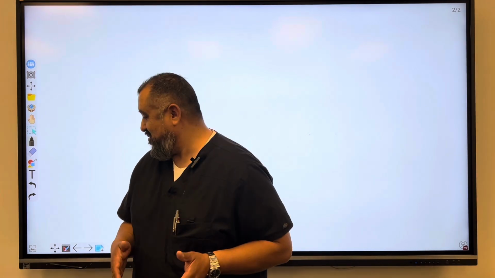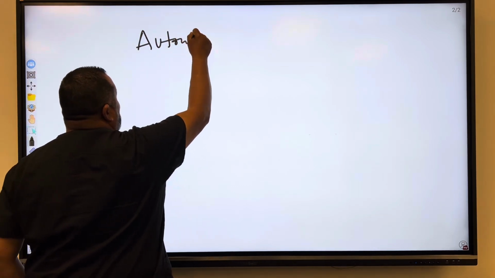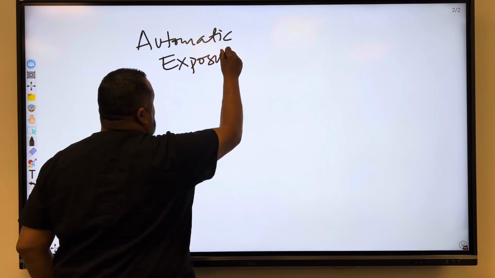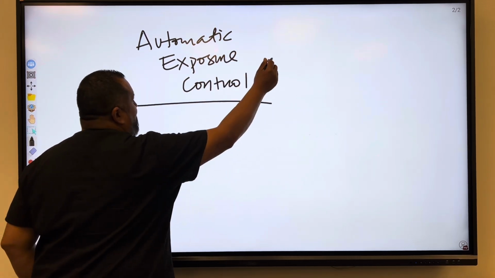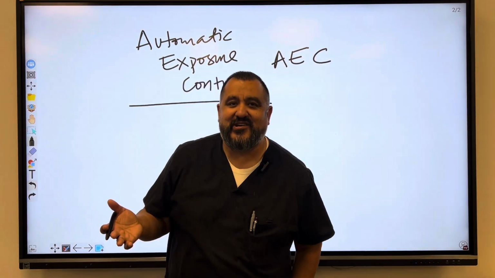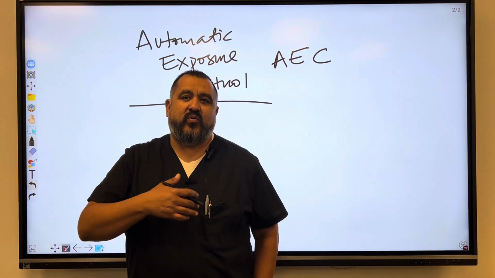All right, so we're doing AEC, everyone's favorite, automatic exposure control. The number one thing that you got to know about AEC is exactly what it stands for first. So we're going to put here automatic exposure control. Okay, so number one, that's what it stands for. Sometimes they just ask you what it stands for, but again, on the tests and quizzes, they're going to ask you other things. So what exactly is it and how does it work?